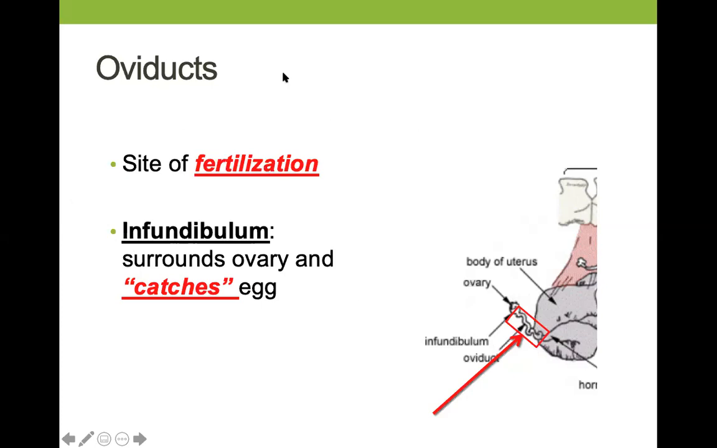So big picture here, the oviducts are the site of fertilization. This is a really excellent test question, so make sure that you write this down. Where does fertilization take place? It takes place in the oviduct.